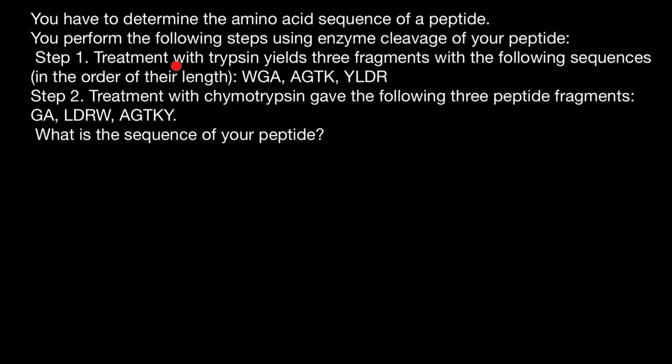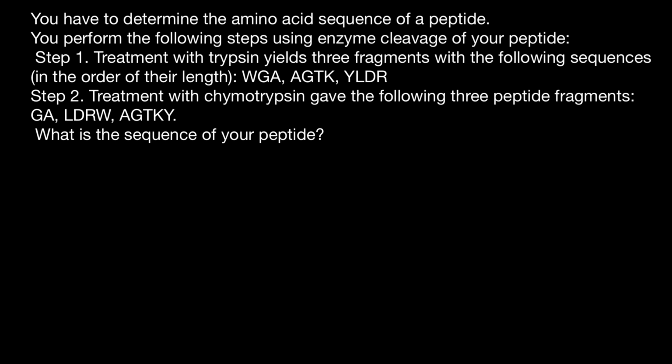Step 1. Treatment with trypsin yields 3 fragments with the following sequences in order of their length: 1, 2, 3 sequences, and each letter here stands for one amino acid. And step 2. Treatment with chymotrypsin gave the following 3 peptide fragments, 1, 2, 3 fragments of a different sequence. What is the sequence of your peptide?